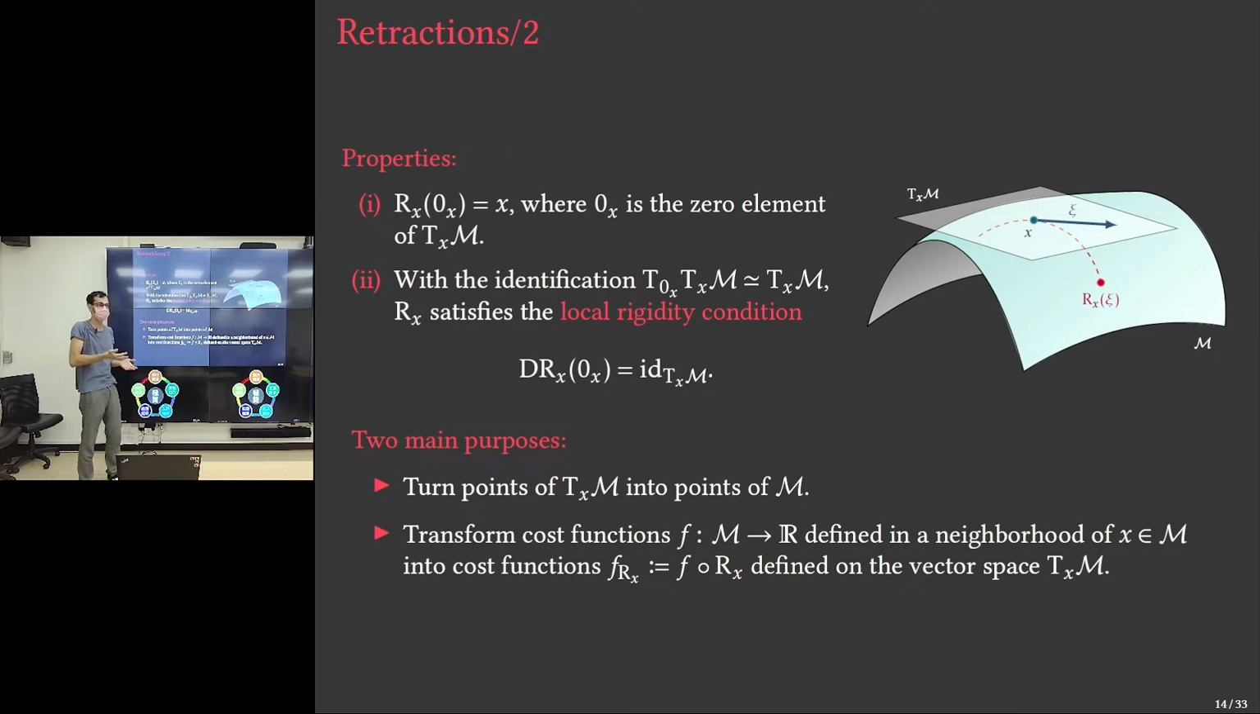I mean, we don't want to get another point on the manifold. And then with the identification of the tangent space at 0x to the tangent space at x to the manifold is identified with the tangent space itself. So let me explain a bit this. So a tangent space at x to M is also a manifold. It is a linear manifold.